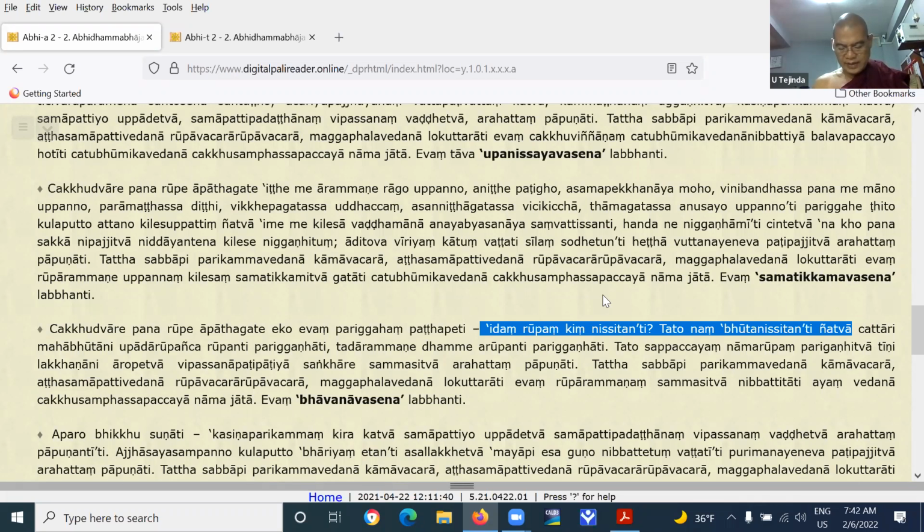Something that takes that rupa as object, he observes as arupa. Rupa, arupa. For example, you see the object. The object is rupa, the seeing is nama. You observe something, the something is rupa, the observing mind is nama.